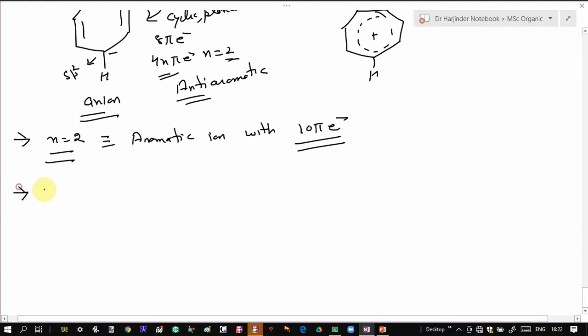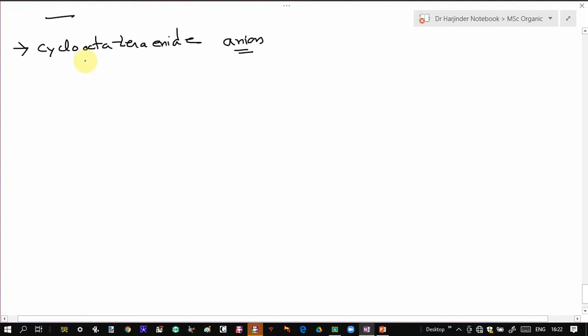the cyclooctatetraenide anion. So it has a 10 pi electron system. Now it's an anion of cyclooctatetraene. Cyclooctatetraene means there are 8 carbons and 4 double bonds.